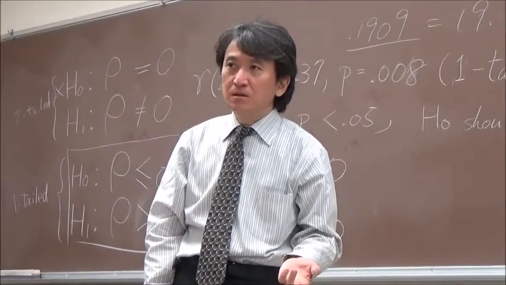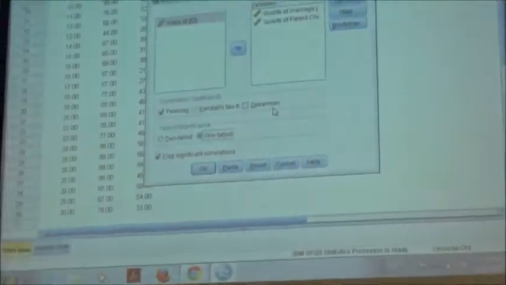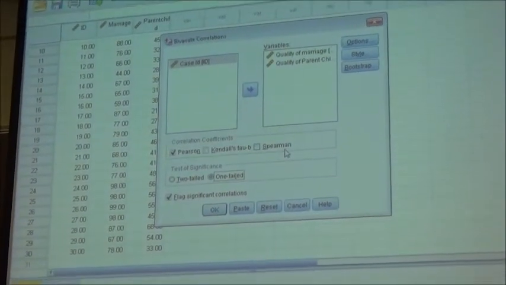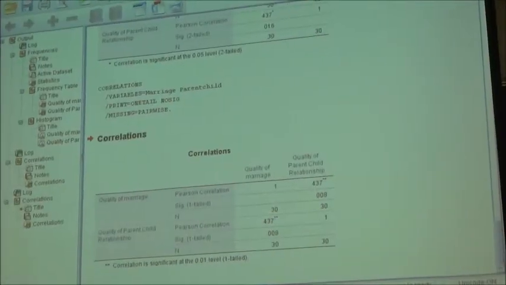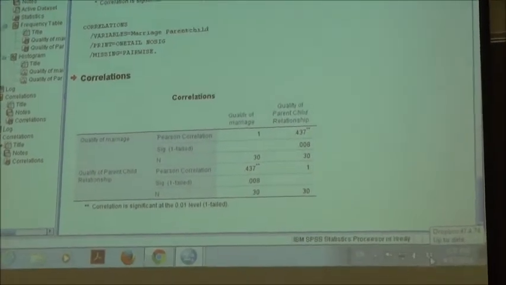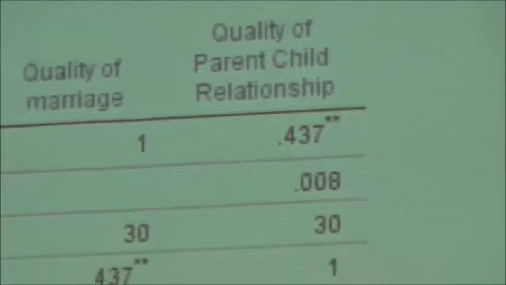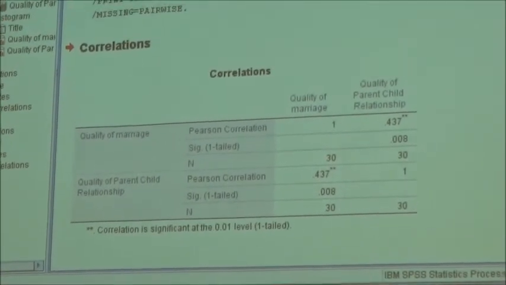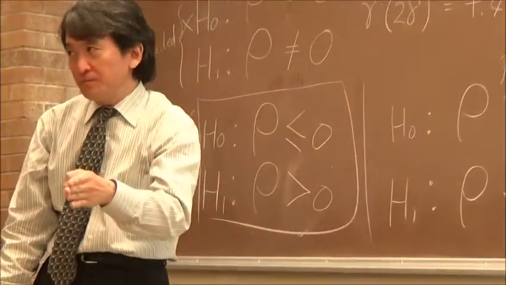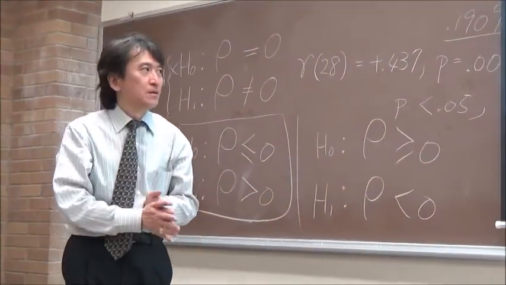With me so far? Okay. If we get 0.008, when we use a one-tailed test, then significance is half of it. Remember? That's why a one-tailed test has more statistical power. Whether we use t-test or correlation, that's the same. With me so far?